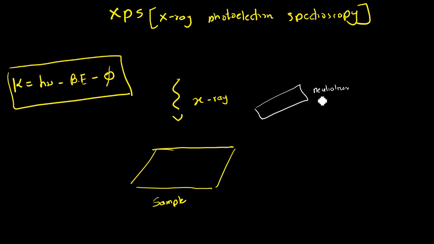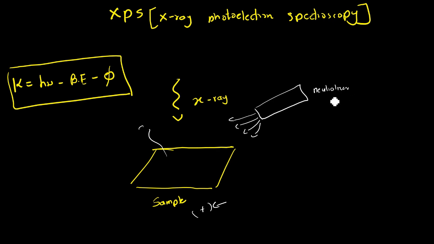What this neutralizer is doing is it will spray some low kinetic energy electrons, low energy electrons, to the surface. Since our sample is making positive charge, now since electrons are removed from the surface, these low energy electrons will come into the surface and neutralize this positive charge. So that effect from the positive charge will be minimized. That's what we are using the neutralizer for.